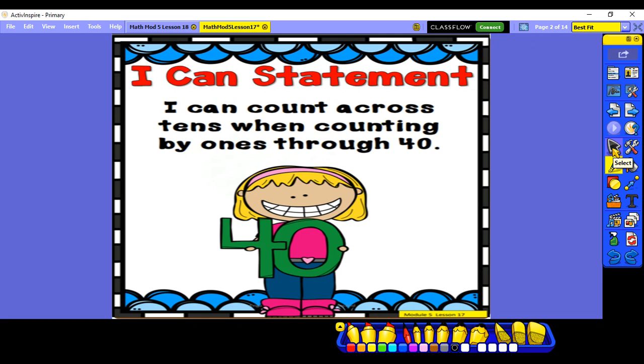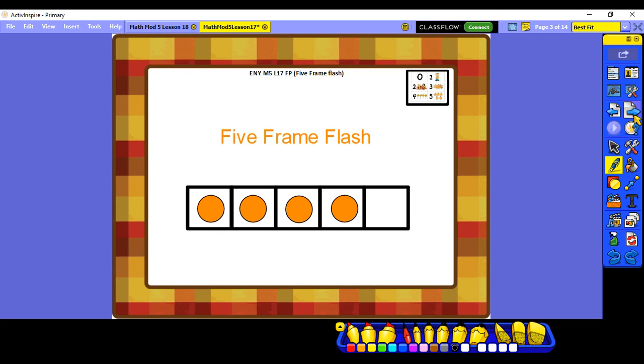Today, our job is to count across tens, all the way through 40. When I count across tens, it means that after I say 29, I need to say the next group of 10. That next group of 10 would be 30. 29, 30. We're going to work on that after we do our fluency activities.